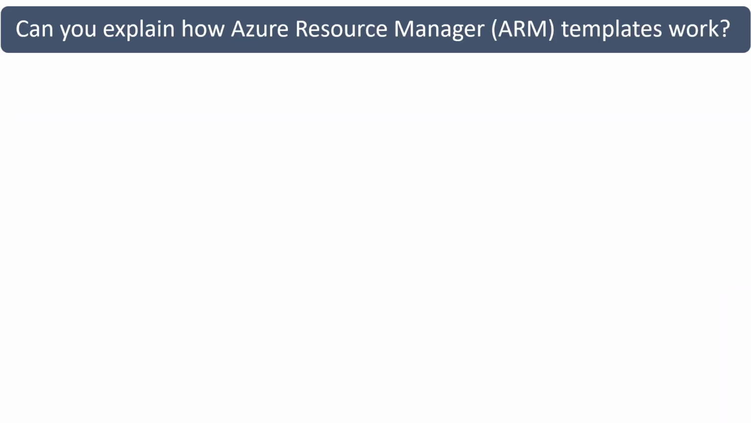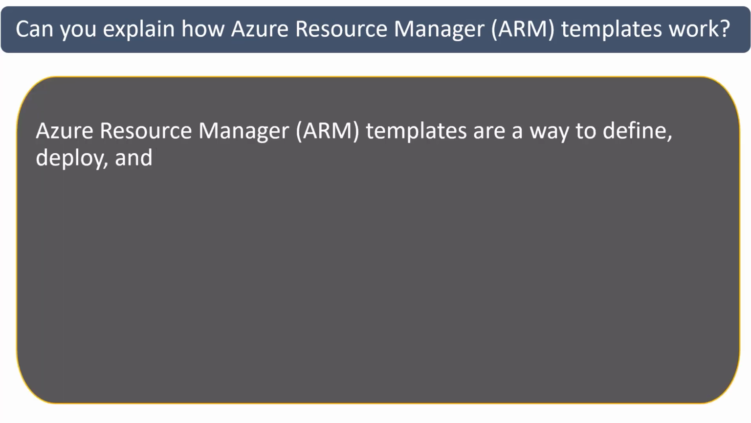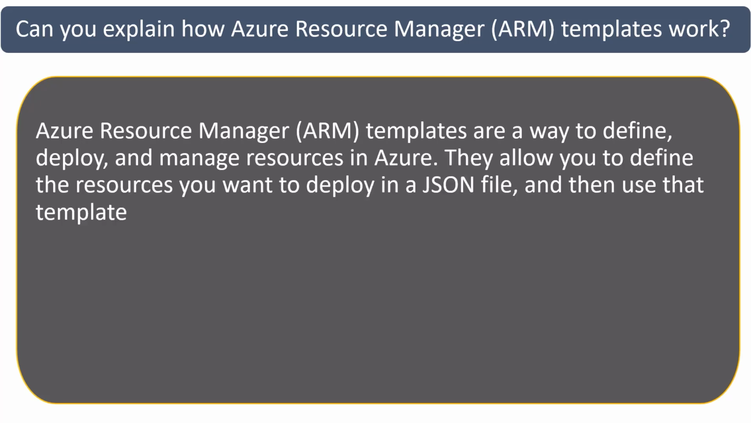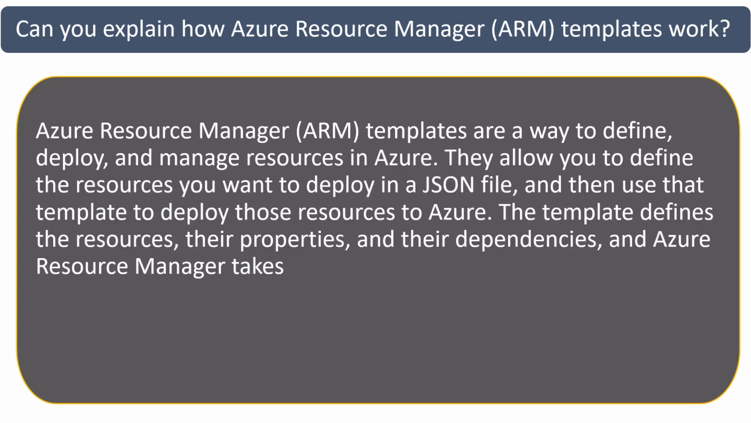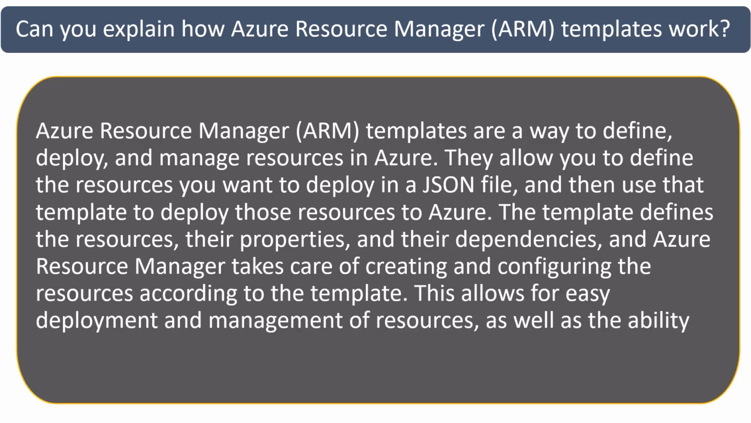Can you explain how Azure Resource Manager, ARM, templates work? Azure Resource Manager, ARM, templates are a way to define, deploy, and manage resources in Azure. They allow you to define the resources you want to deploy in a JSON file, and then use that template to deploy those resources to Azure. The template defines the resources, their properties, and their dependencies, and Azure Resource Manager takes care of creating and configuring the resources according to the template. This allows for easy deployment and management of resources, as well as the ability to version and roll back changes.